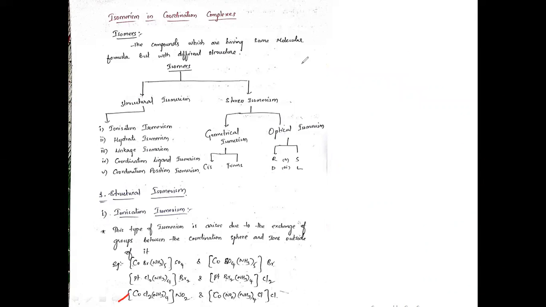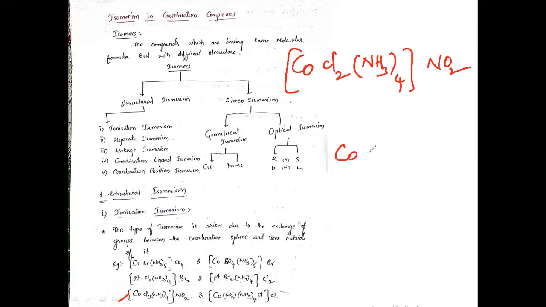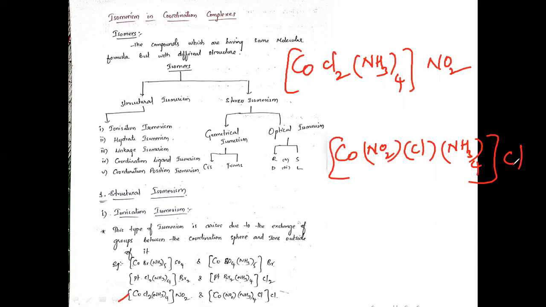So there is also another example: CoCl2 with NH3 taken 4 times, and here I have written NO2, and here again I will write Cl NO2, and I will write another chlorine, and NH3 taken 4 times, and I will remove one chlorine outside like this. So you can check here, there is no change in the molecular formula.